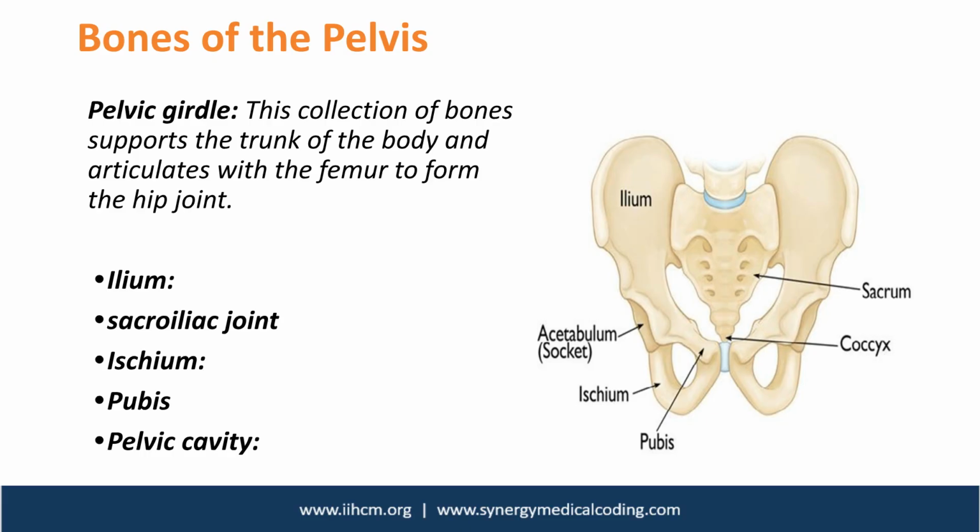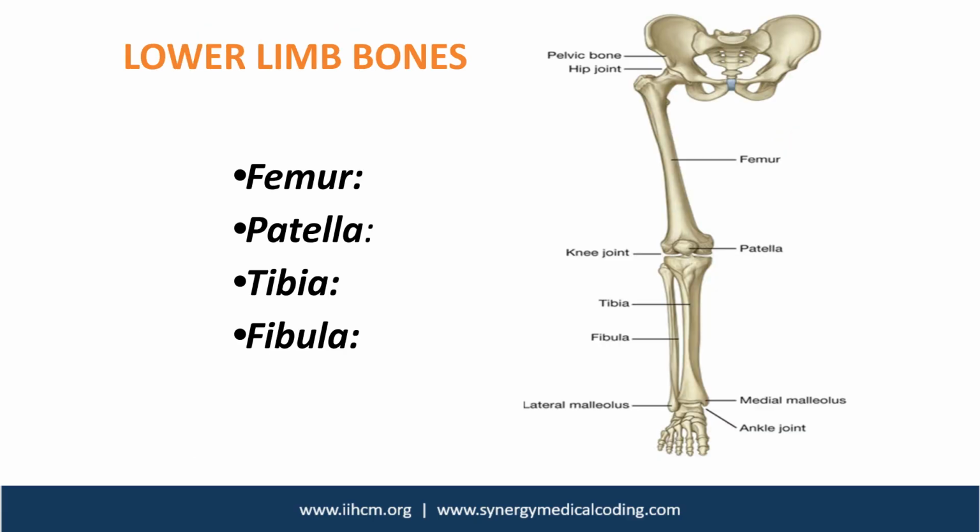The pelvic girdle is a collection of bones supporting the trunk and articulating with the femur to form the hip joint. Key bones include the ilium, ischium, and pubis, forming the pelvic cavity. The lower limb bones are essential for movement and weight-bearing. These include the femur, patella, tibia, and fibula.